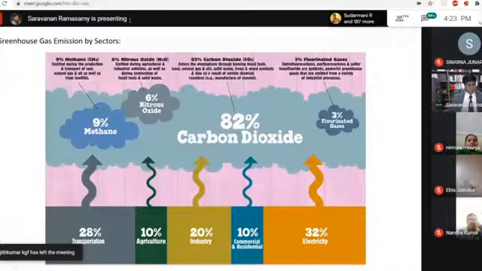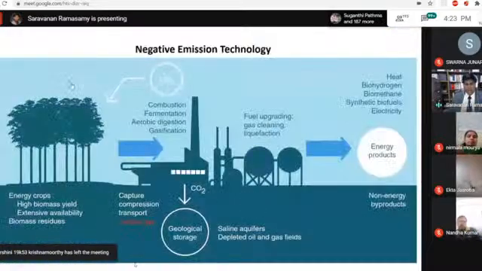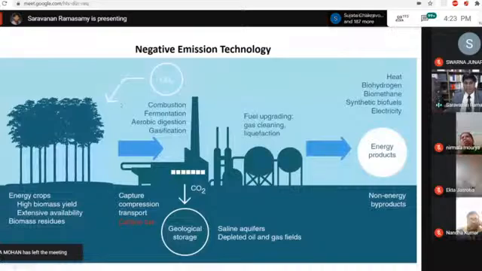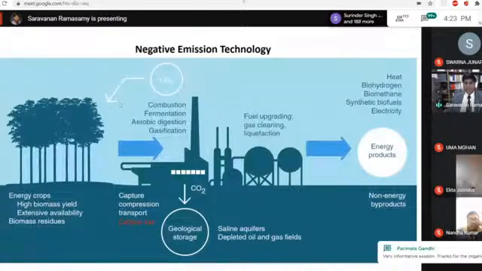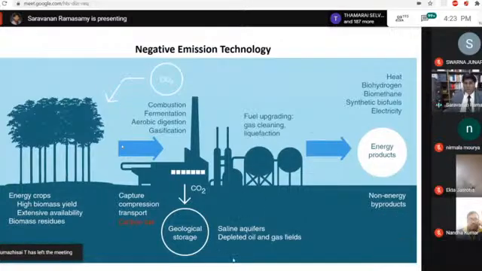Okay, there are a few strategies. One is natural, and the other one is technological, to remove carbon dioxide from the atmosphere. Now, this one is a very new and ambitious way of removing carbon dioxide. Instead of using fossil fuels, the coal and natural gas, use a biological source of energy like trees and other biomass to give energy to our houses or industries.